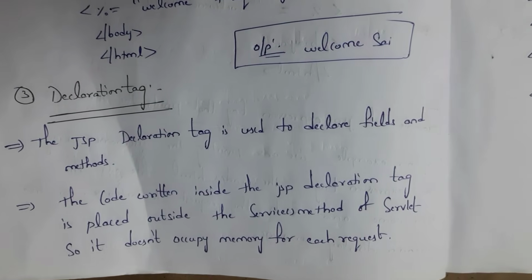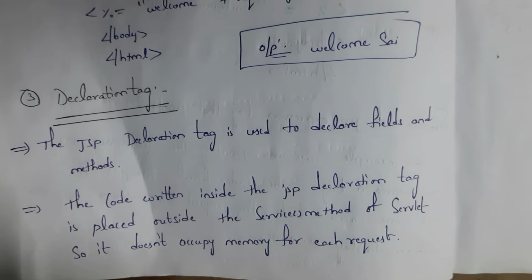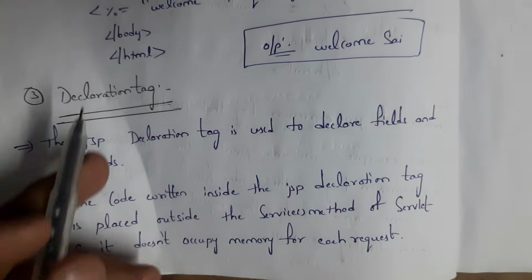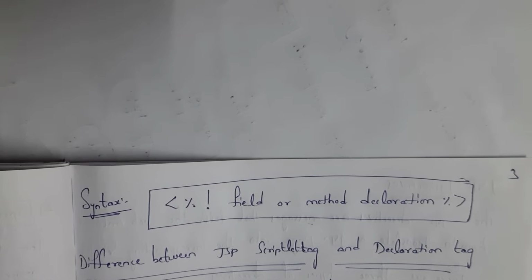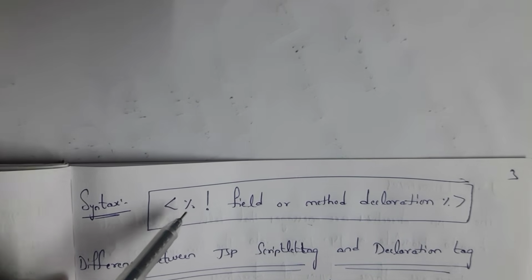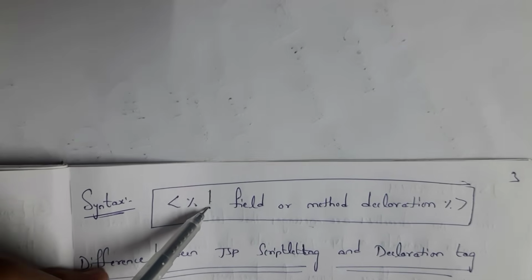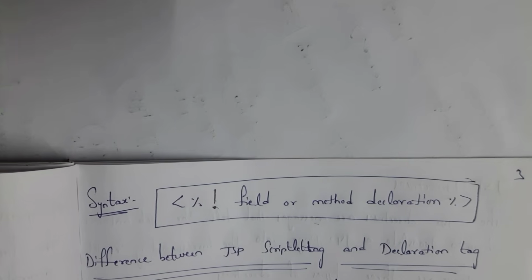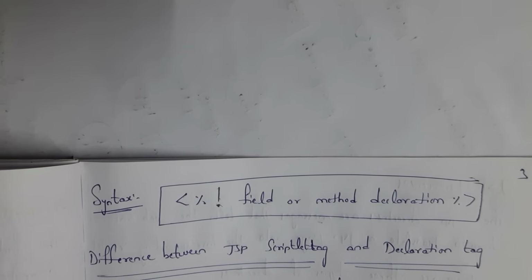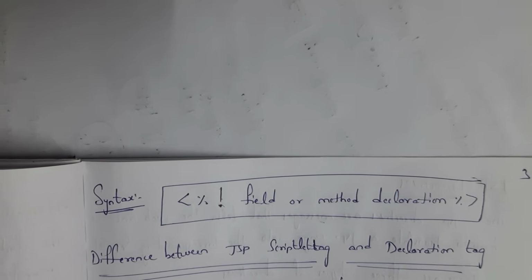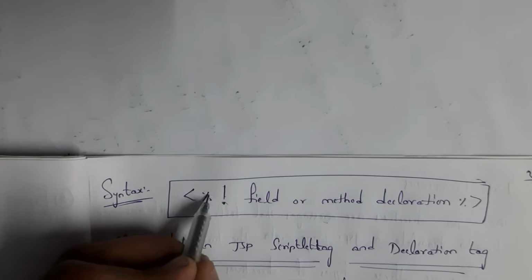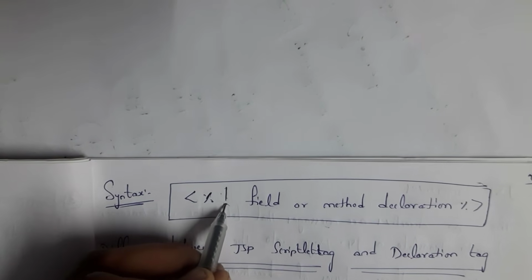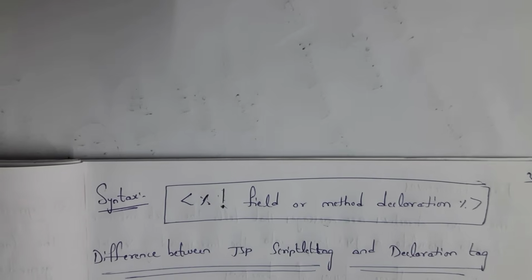And the third one is the declaration tag. In order to declare fields and methods, we use this declaration tag. This is the syntax of the declaration tag: <%! Whereas in scriptlet we used <%, and in expression we used <%=, in declaration we need to use <%!, where the exclamation mark defines the declaration tag.